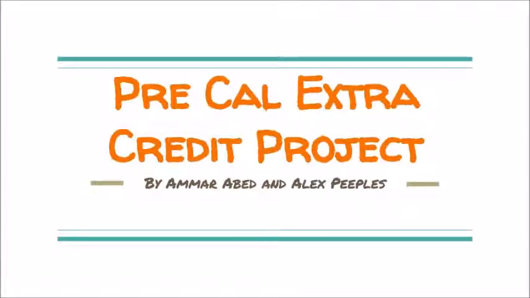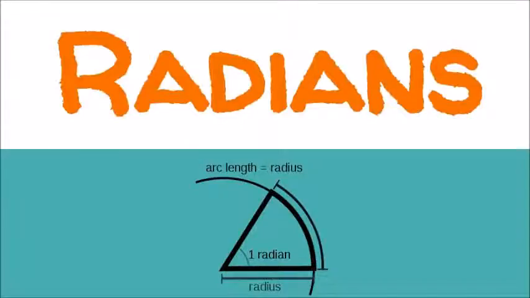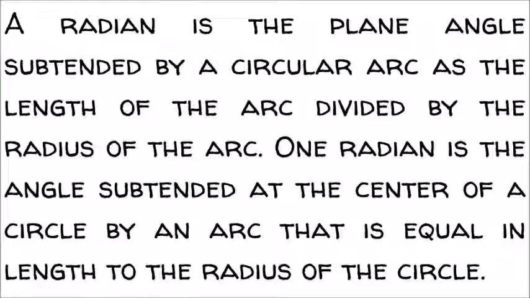So today we'll be talking about radians. So what are radians? Well, a radian describes the plane angle subtended by a circular arc as the length of the arc divided by the radius of the arc. 1 radian is the angle subtended at the center of a circle by an arc that is equal in length to the radius of the circle.